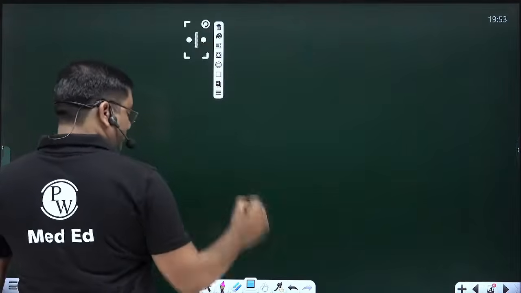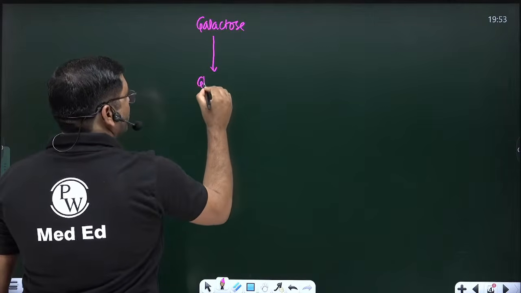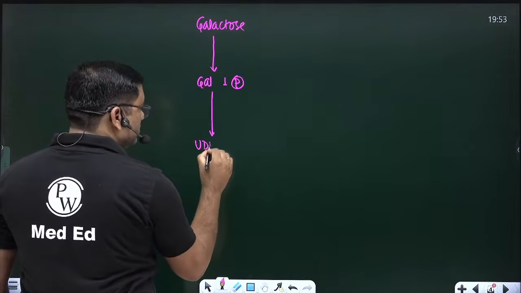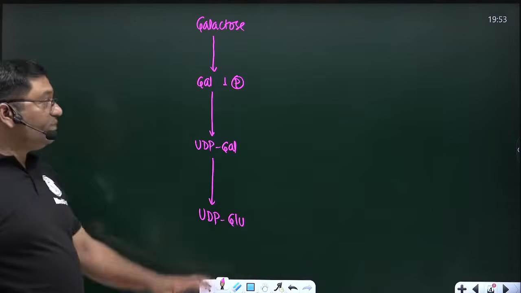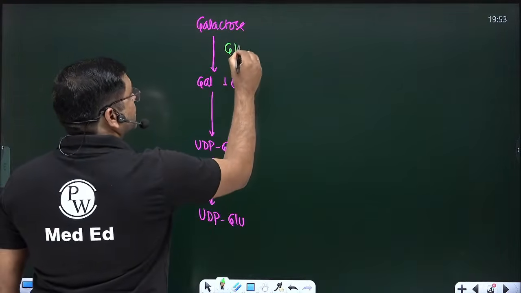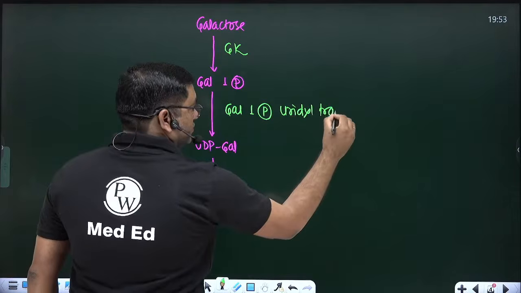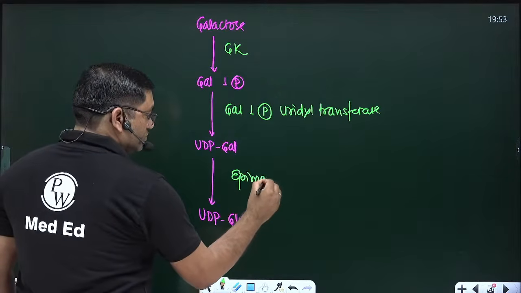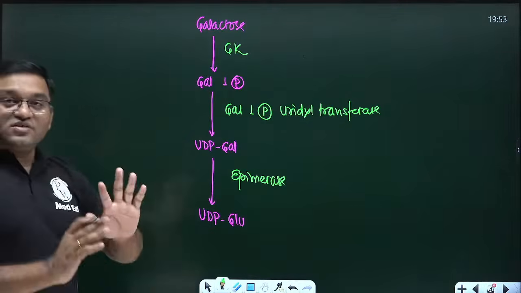So see galactose here. Galactose is converted into galactose 1 phosphate, which is converted into UDP galactose, which is converted into UDP glucose. Galactose is converted into galactose 1 phosphate by the enzyme galactokinase, then by galactose 1 phosphate uridyl transferase it is converted into UDP galactose, and by the epimerase it is converted into UDP glucose. So these are the three important enzymes and these are the steps in galactose metabolism. This is all about galactose metabolism.